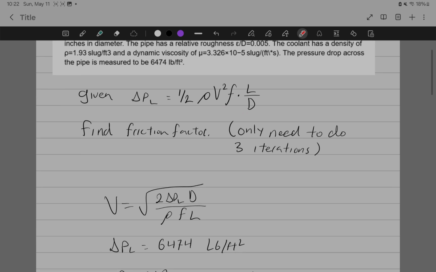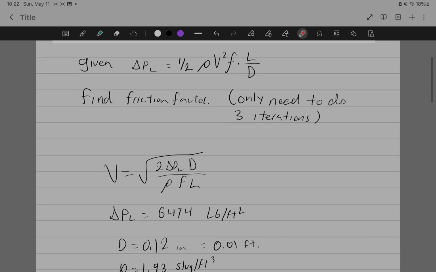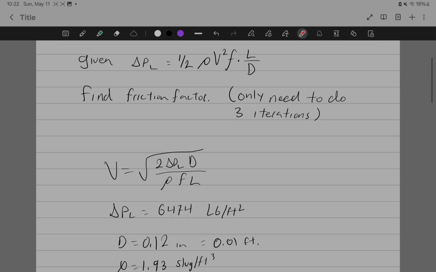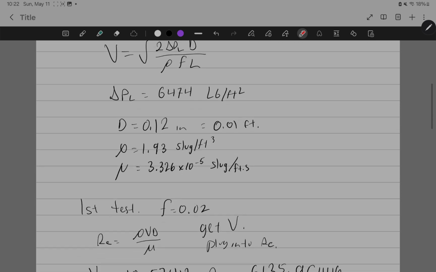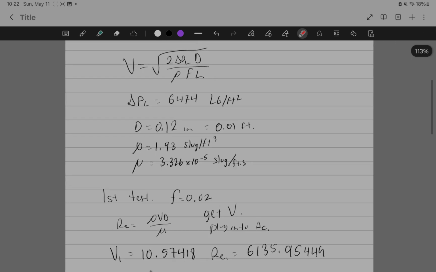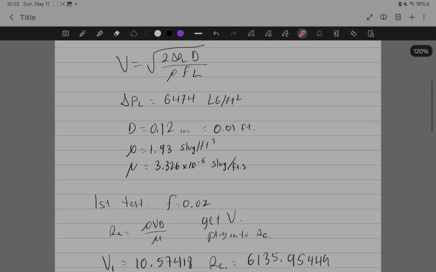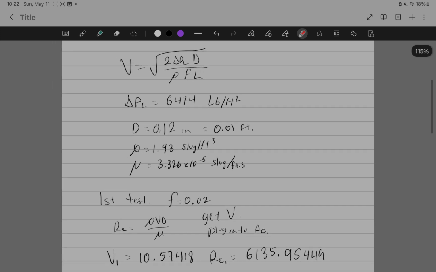So the very first thing to do is to rearrange the equation in terms of this velocity. And as you can notice, the friction factor is still in there, but it's not really that big of a deal because the way that we will attempt this problem is through kind of like a guess and check.